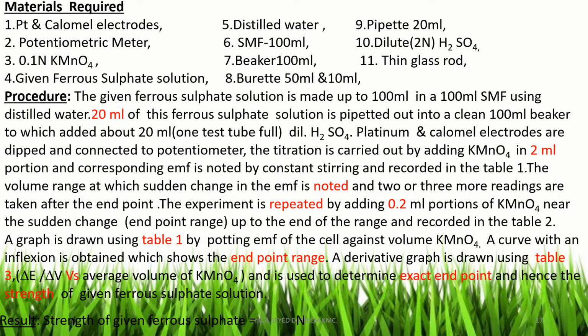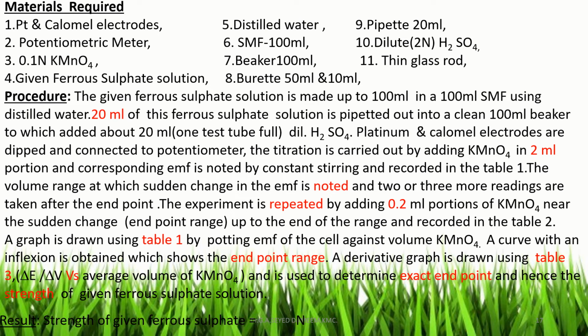Procedure of the experiment: the given ferrous sulfate solution is made up to 100 ml in a 100 ml SMF using distilled water. From this solution, 20 ml is pipetted out into a clean 100 ml beaker. To that, one test tube full of 2N sulfuric acid is added, followed by platinum and calomel electrodes dipped in this solution and connected to the potentiometer.